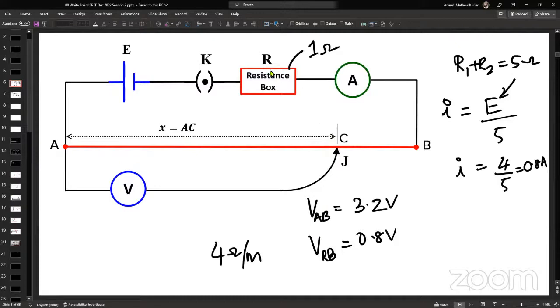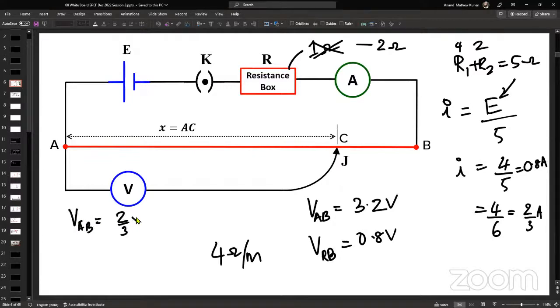Now, what you can do is keep the resistance value as 2 ohm. Then the total is R1 plus R2, which is 4 plus 2, so you get 4/6, that is 2/3 ampere. Now the voltage AB will be equal to 2/3 multiplied by 4 ohms, which is 8/3, that is 2.67 volt. This can be measured with this, no problem.